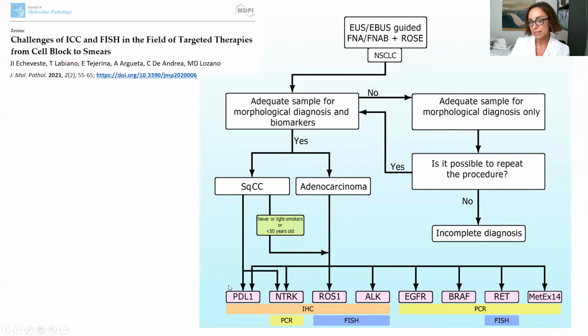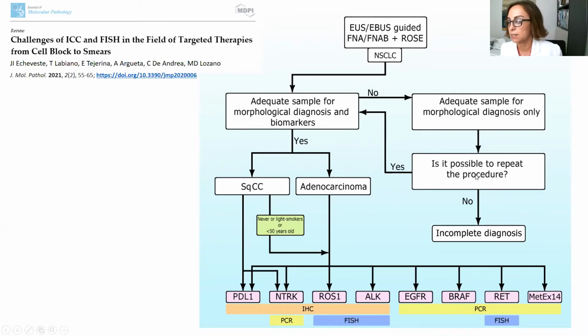And the basic panel is here: PD-L1, ALK, ROS1, EGFR, BRAF, RET, MET exon 14, and NTRK. Some of these biomarkers are performed by immunohistochemistry, some by FISH, and some by PCR. Let's see that later. If we don't get adequate samples, and the sample is adequate for morphological diagnosis only, that's okay, but we need more samples to do biomarkers.